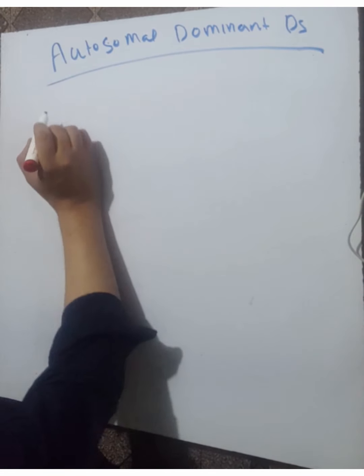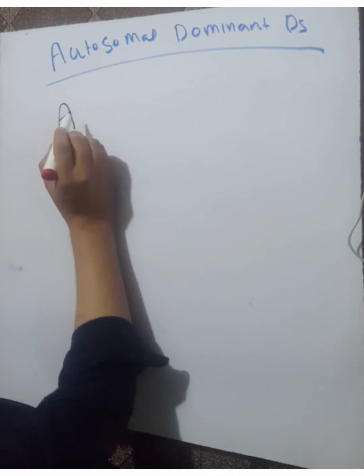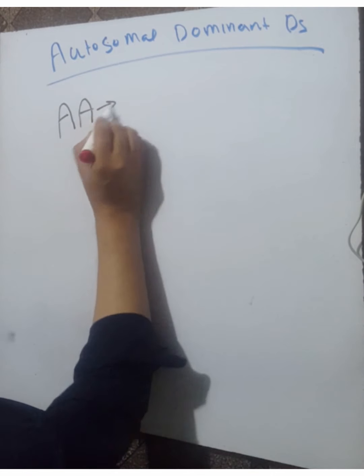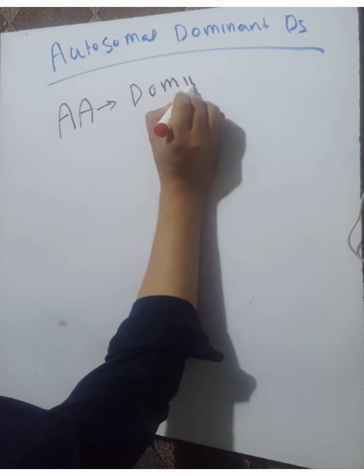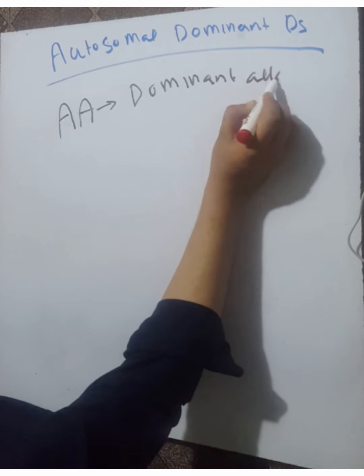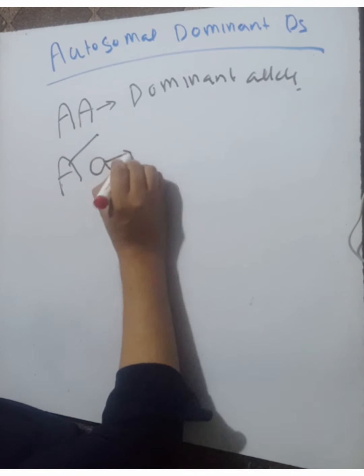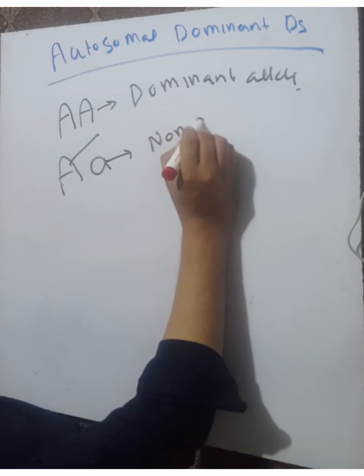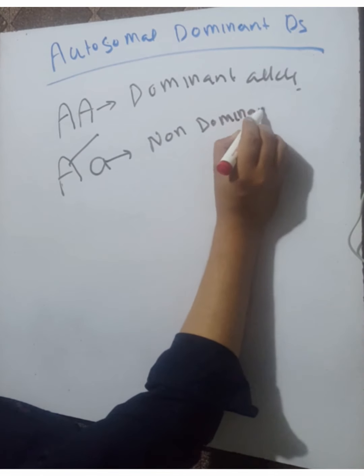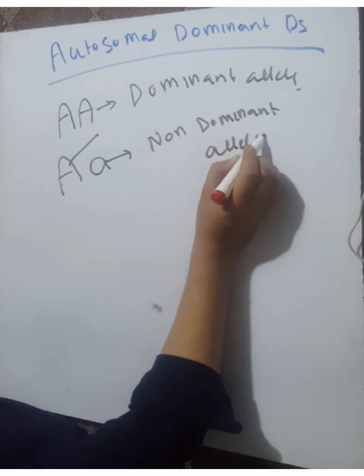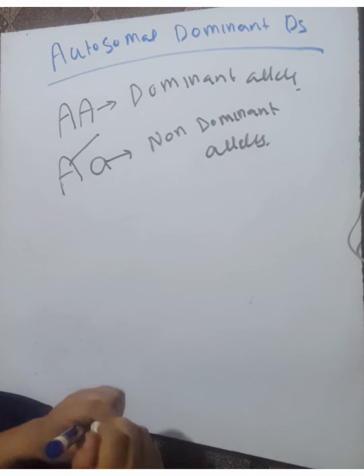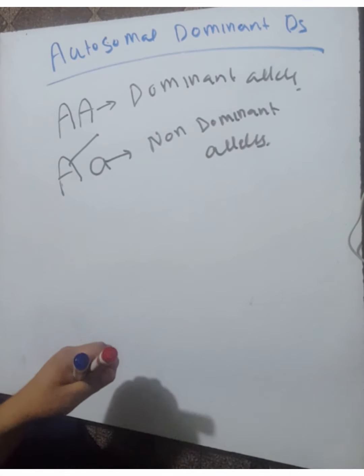Dominant means each copy has two alleles. For example, A and A indicates the dominant alleles. And A with a smaller a indicates a dominant allele and a non-dominant allele. So this is the autosomal dominant disorder, not the autosomal recessive disorder.